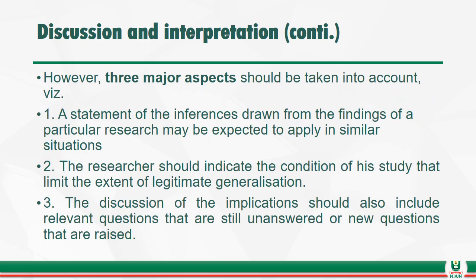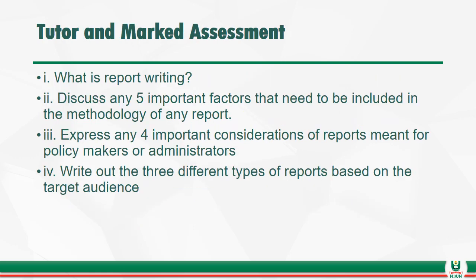However, three major aspects should be taken into consideration. These are: 1, a statement of the inferences drawn from the findings. 2, the researcher should indicate the conditions of his study that limit the extent of legitimate generalization. 3, the discussion of the implications should also include relevant questions that are still unanswered, or new questions. And that takes us to some of the questions which are good for you to go through as students of this course, so that it will enable you to have an in-depth knowledge.